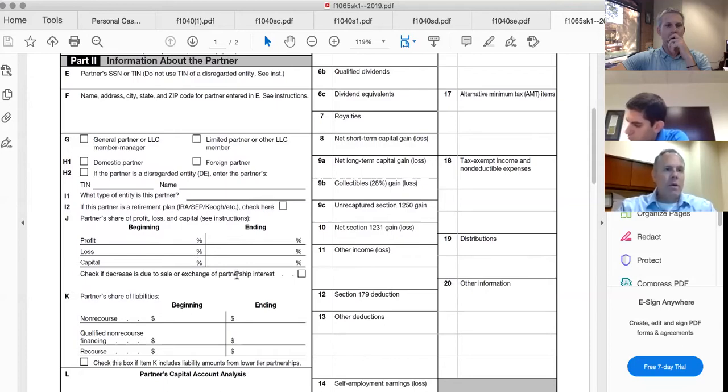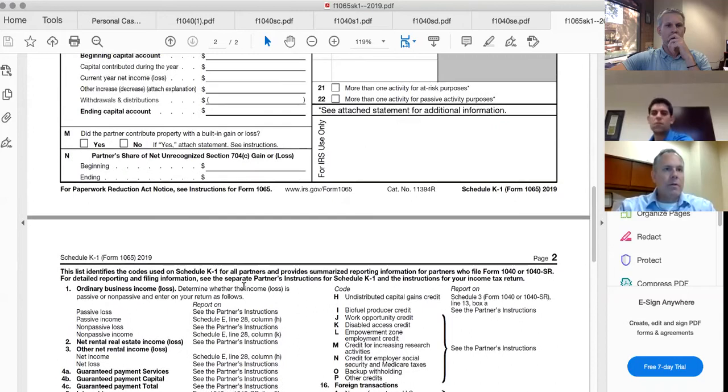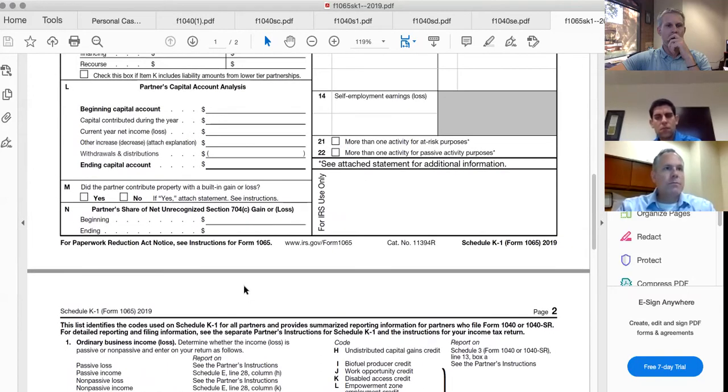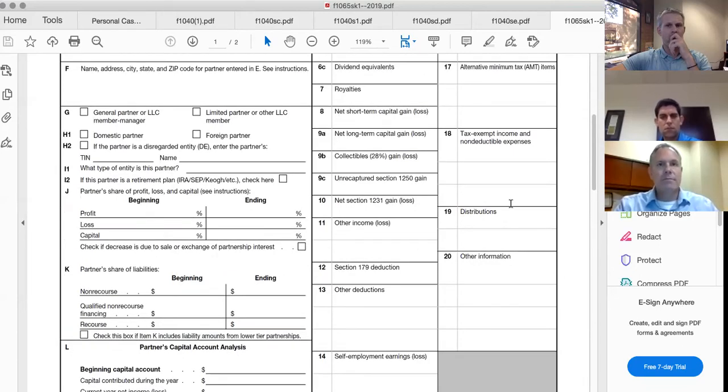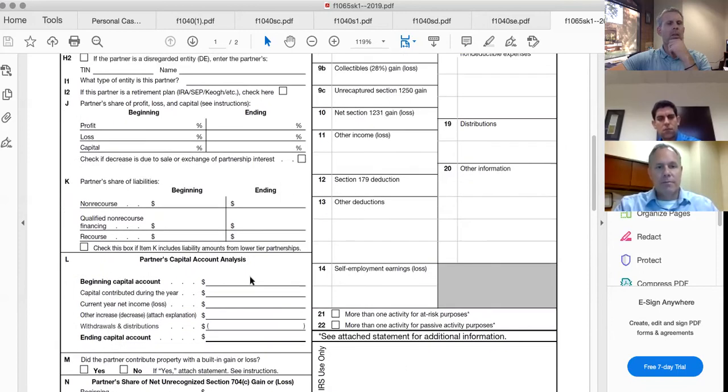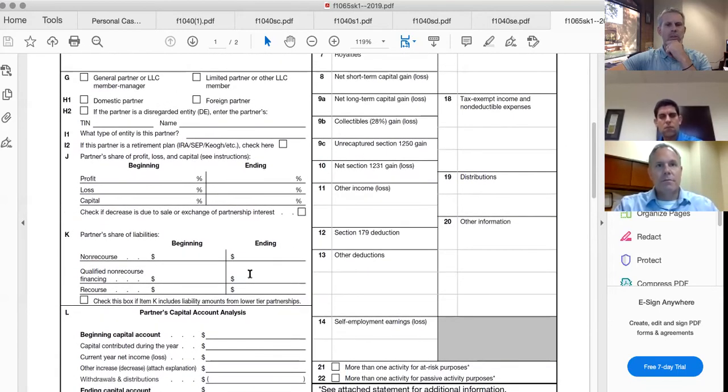Yep. And then down below, keep going, box L, the beginning capital account. Capital contributed during the year. A lot of banks, if you see a number in there, will count that as a deduction to personal cash flow because it's money that you've invested in an LLC. And then obviously you see a couple boxes down below, withdrawals and distributions. Yep. That's cash flow to the individual. And that number should always match what's in box 16 or 19. Okay, so those two should be copacetic. Yep. Got it. Okay, so that makes sense.